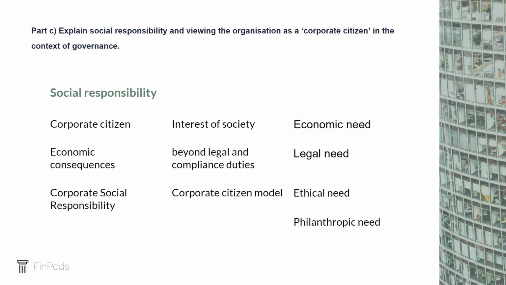The corporate citizen model is often used, which is a pyramid made up of layers, to illustrate the ascension made by companies in CSR. From the base of the pyramid to the top, the following items are modelled: economic need, then legal need, then ethical need, and finally philanthropic need.